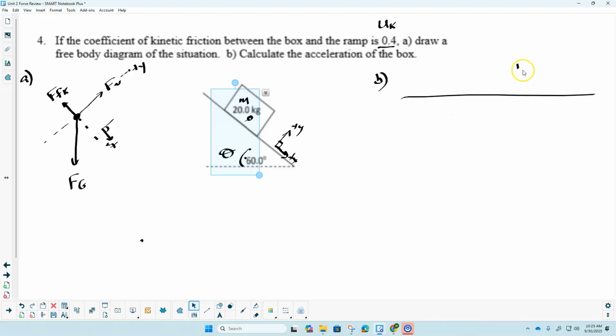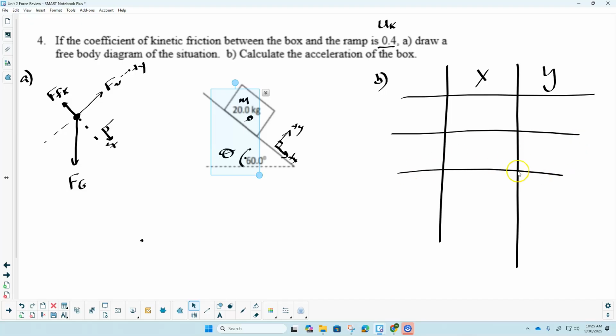Part B is basically just constructing the chart or table that deals with that situation. So we have 3 forces: gravity, normal force, and friction. When we add those up, we're going to get the net force.